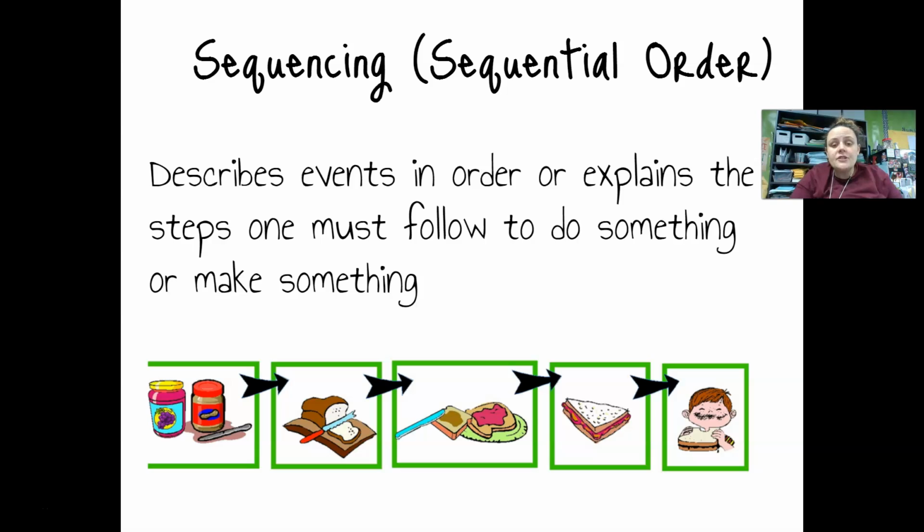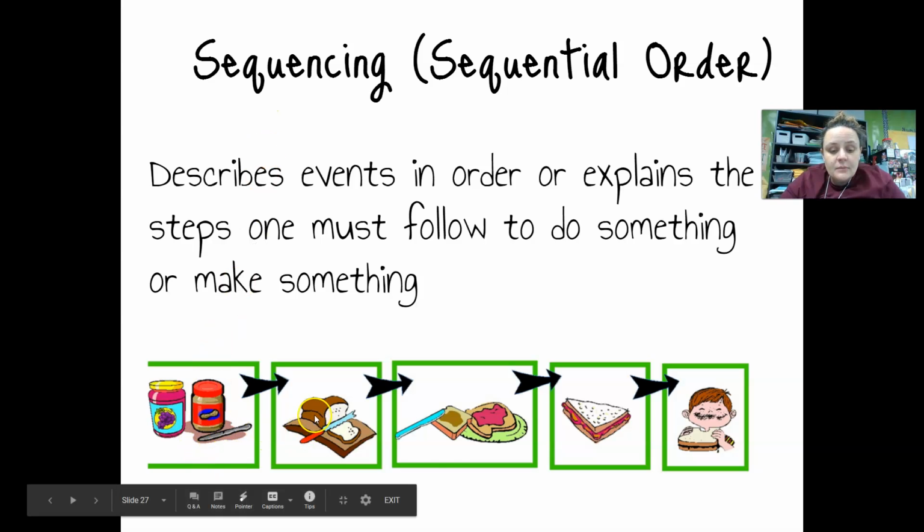The next text structure type we're going to talk about is sequencing, or sequential order. Sequencing describes events in order or explains the steps one must follow to do something or make something. If I'm an author and I have a job where I need to write instructions on how to do something, like maybe instructions on how to make a cake or instructions on how to put a bookshelf together, I would be using the sequencing text structure. It's also called chronological order because we're putting things in order.